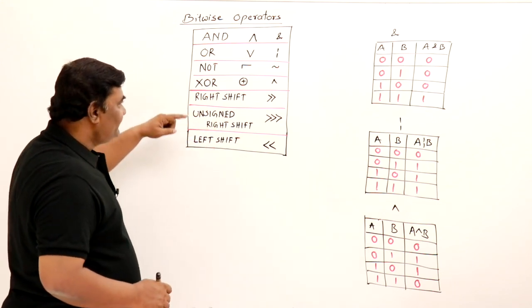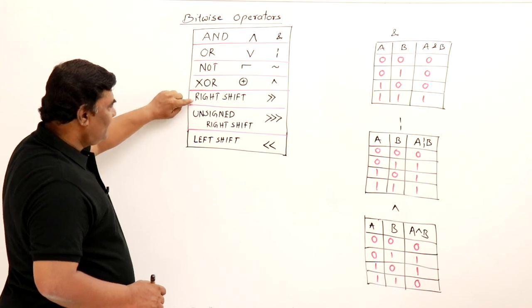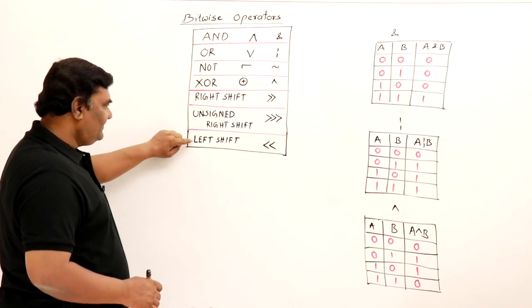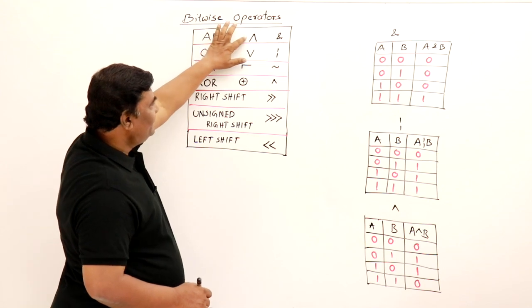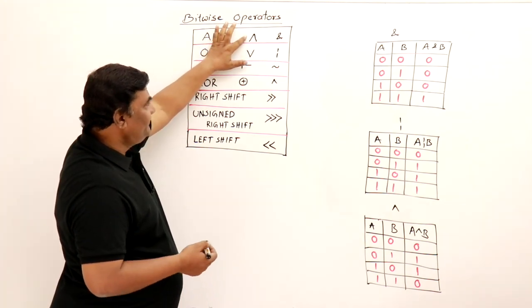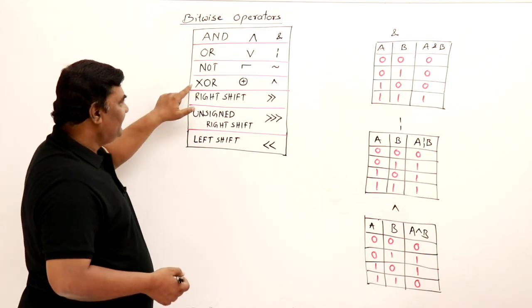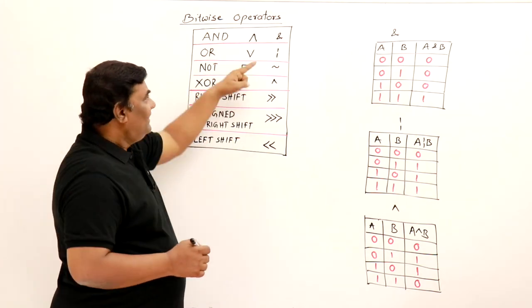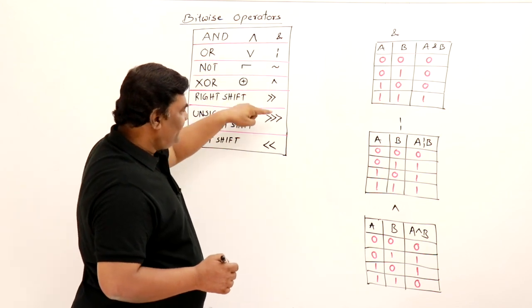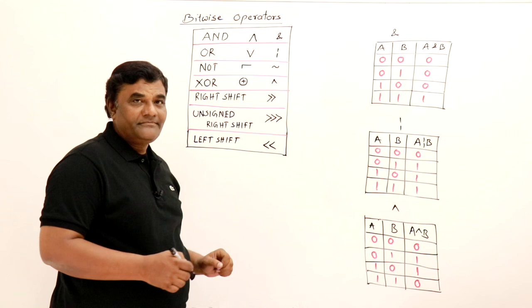The bitwise operations available in Java are AND, OR, NOT, XOR, right shift, unsigned right shift, and left shift. In mathematics, AND looks like this, the symbol. In digital electronics also we use the same symbol. OR looks like this, NOT looks like this, XOR, that is exclusive OR, looks like this. And these are the symbols that are available in Java for performing these operations.